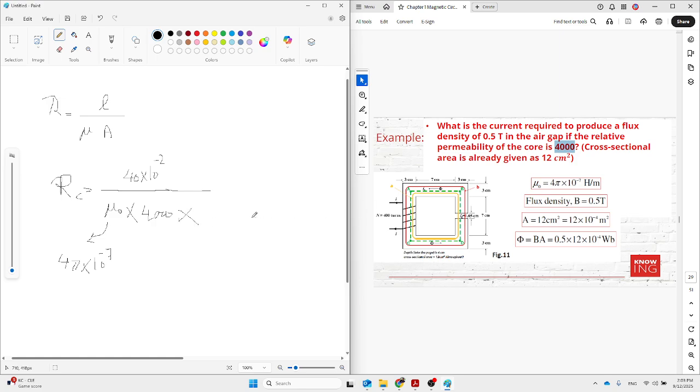And the cross sectional area is given as 12 square centimeters, so 12 times 10 to the minus 4. By solving this one, you can calculate RC, and in the same way RG, which is the gap value. For the gap we have 0.05 times 10 to the minus 2, centimeter, over only mu 0, correct? We don't have mu r here, and then times 12 times 10 to the minus 4.